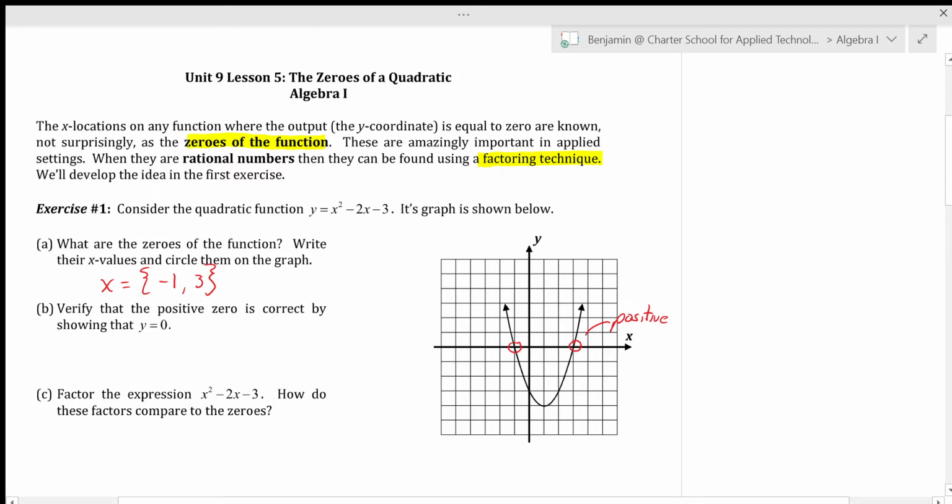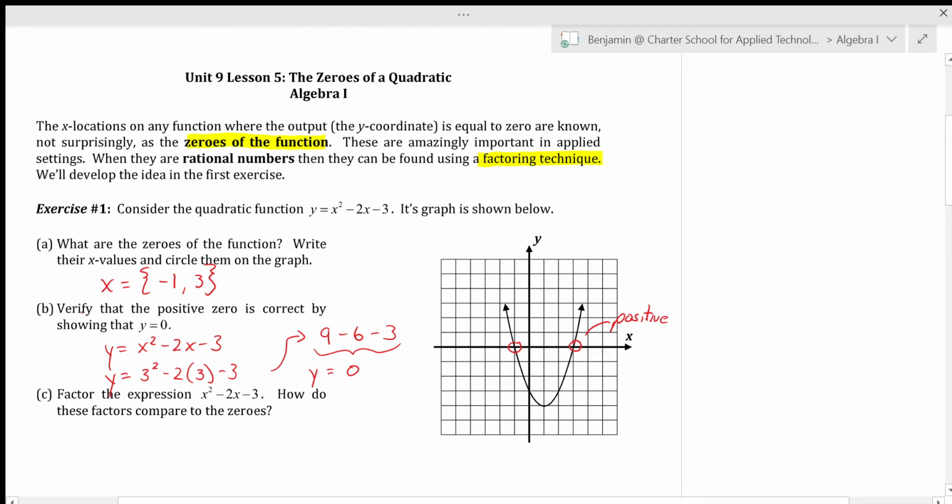So just plug it in. We're going to take the 3. We have y equals x squared minus 2x minus 3, so y equals 3 squared minus 2 times 3 minus 3. Let's talk about it verbally. 3 squared comes out to be 9. 2 times 3 comes out to be 6. And we still have minus 3. 9 minus 6 is 3, and 3 minus 3 comes out to be 0. So y equals 0.